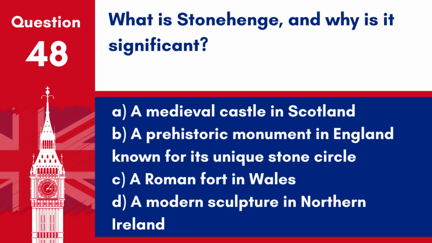A. A medieval castle in Scotland. B. A prehistoric monument in England known for its unique stone circle. C. A Roman fort in Wales. D. A modern sculpture in Northern Ireland. Answer: B. A prehistoric monument in England known for its unique stone circle. Stonehenge is significant for its historical, cultural, and architectural importance, often associated with ancient Druid ceremonies.